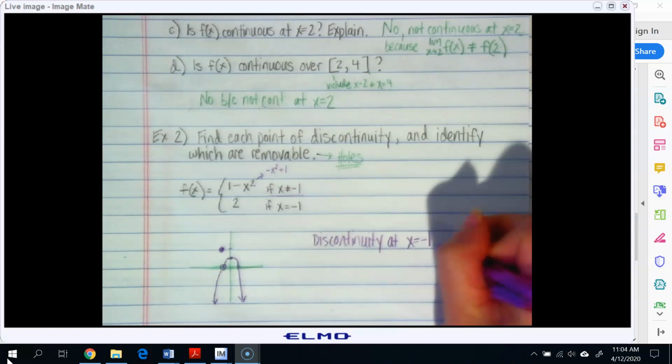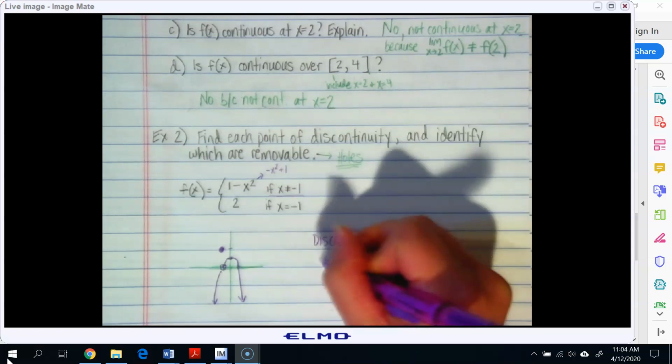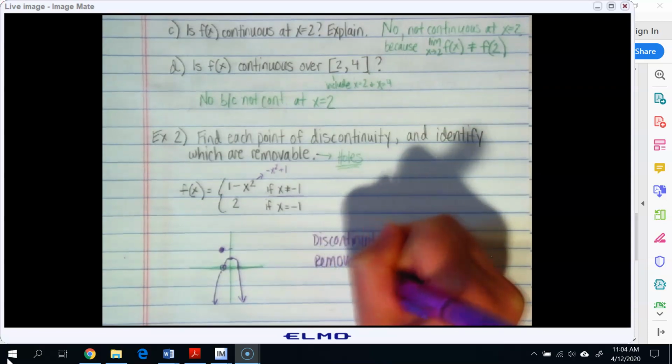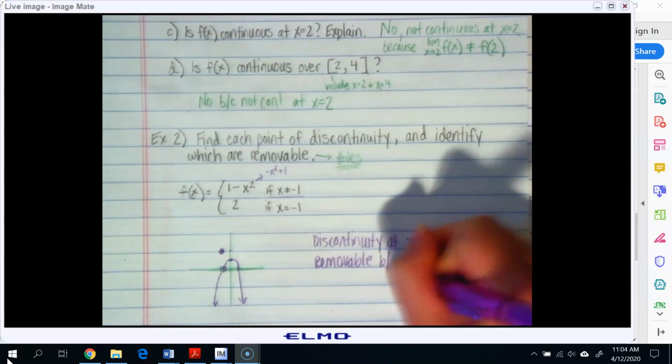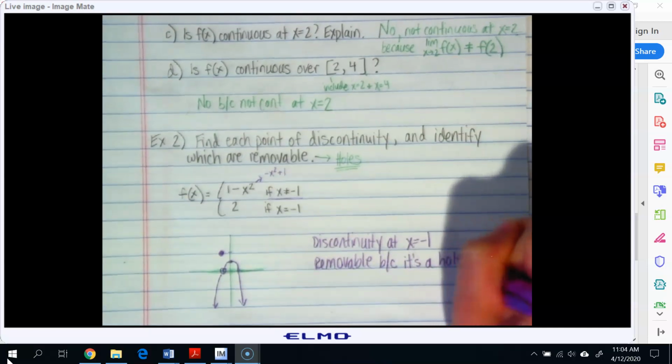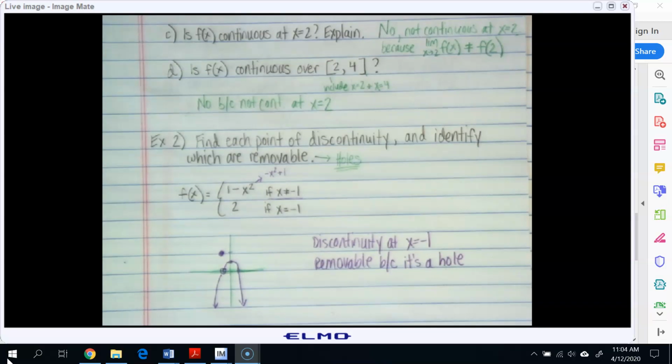All right, so this is a discontinuity at x equals negative 1, and I would say removable because it's a hole, and holes are the removable discontinuity. If you can tell the points of discontinuity without graphing it, then that's fine. But a lot of times with these piecewise functions, drawing the graph is very helpful.